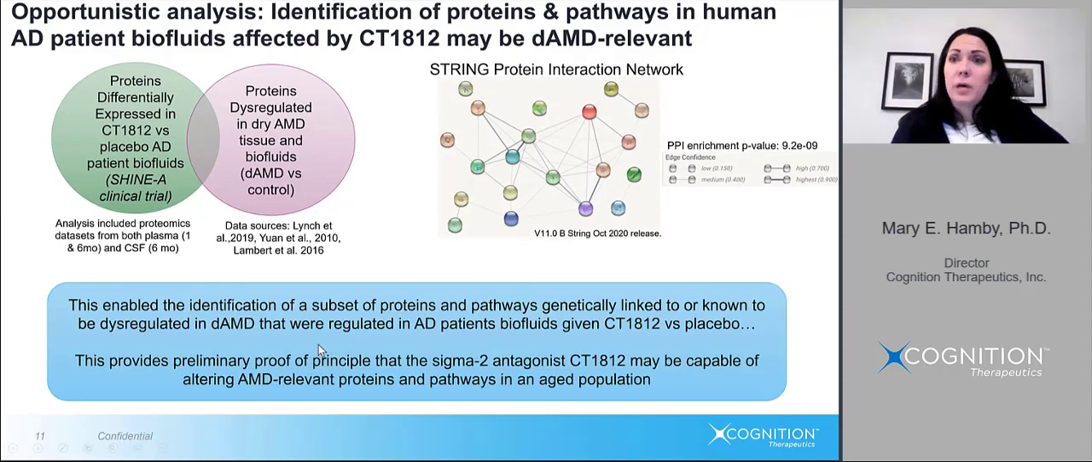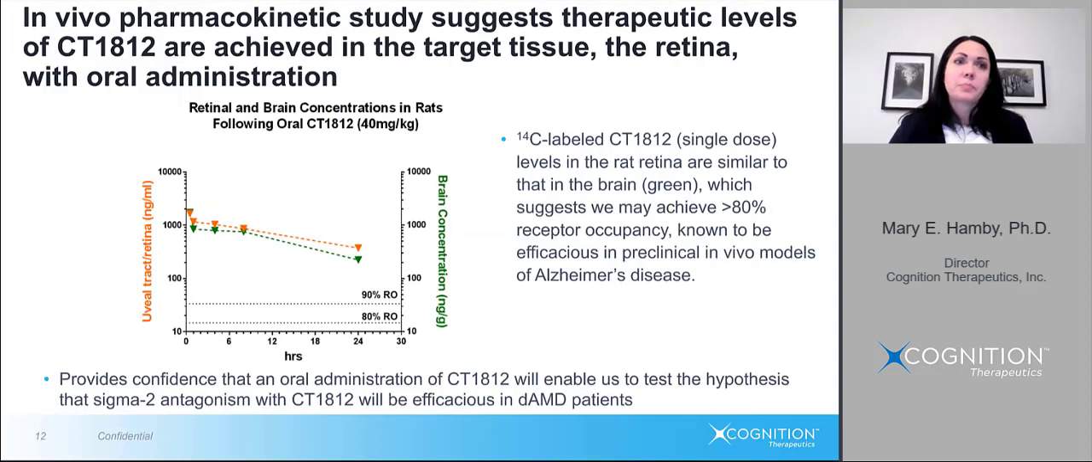So this study, again, was opportunistic, but it really did enable the preliminary identification of a subset of proteins and pathways genetically linked to, or known to be dysregulated in, dry AMD that were regulated in the biofluids of those 80 patients given CT1812 versus placebo. This provides preliminary proof of principle that the sigma-2 antagonist CT1812 may be capable of altering AMD-related proteins and pathways in an aged, in this case Alzheimer's disease, population. So this was really exciting.